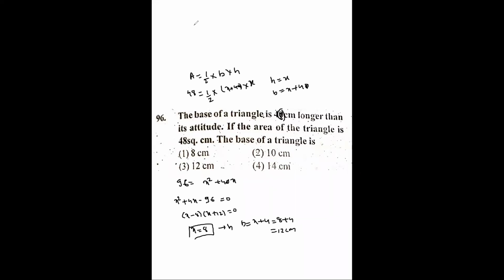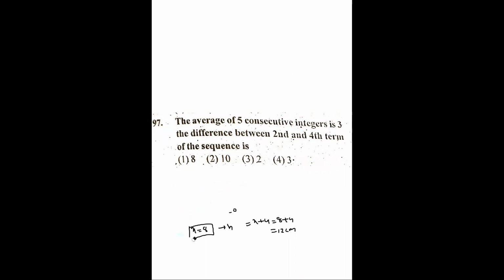Next example. Question number 97. In question number 97, the average of 5 consecutive integers is 3.